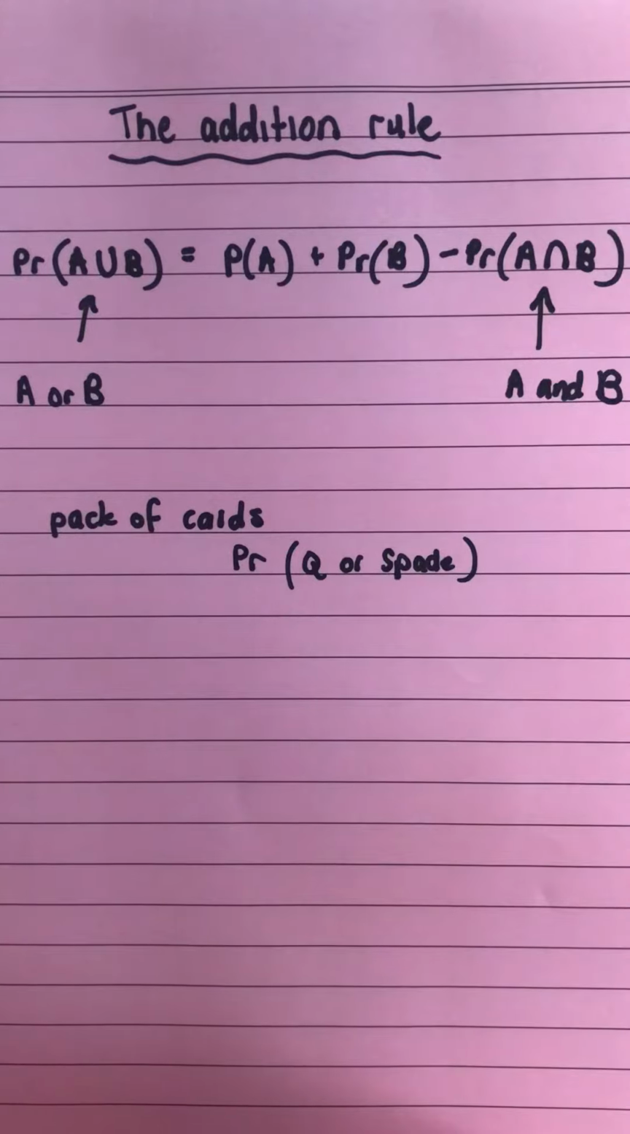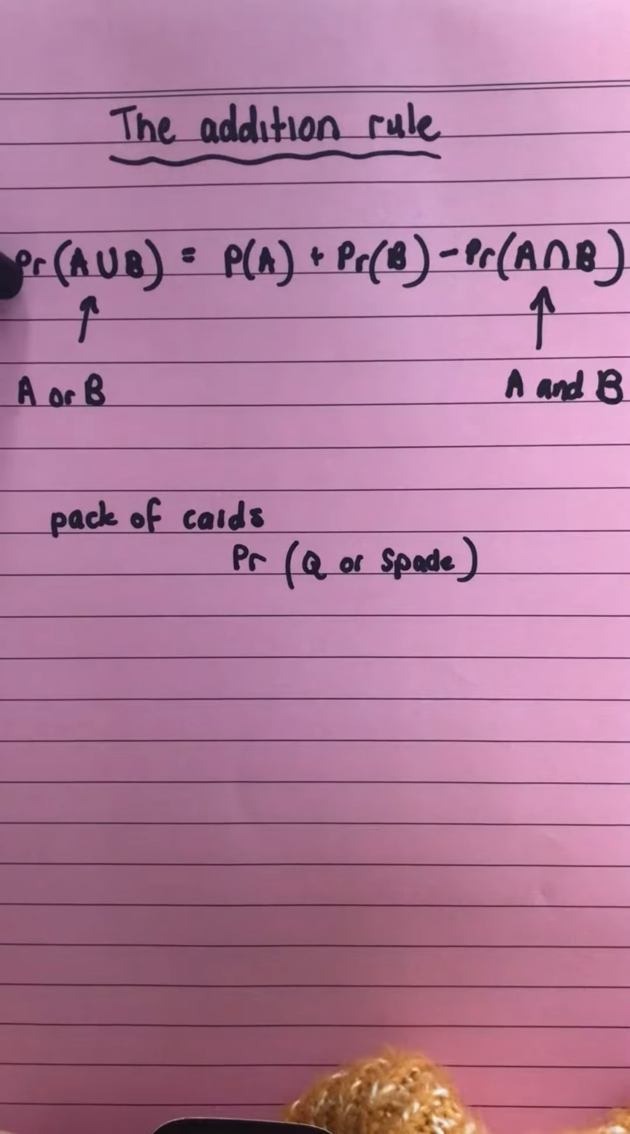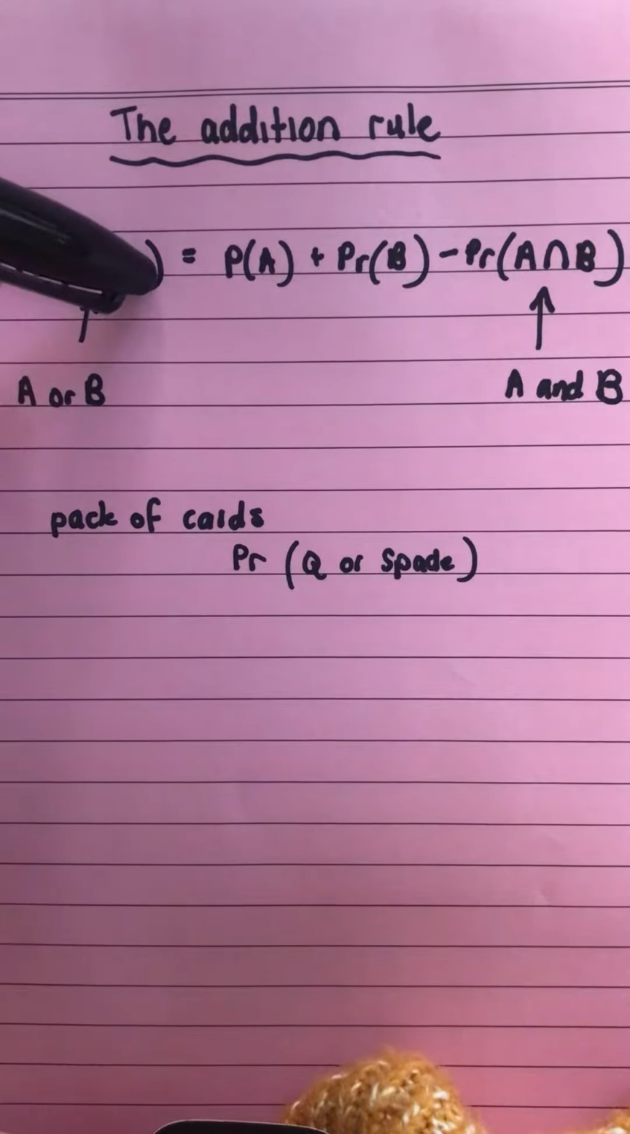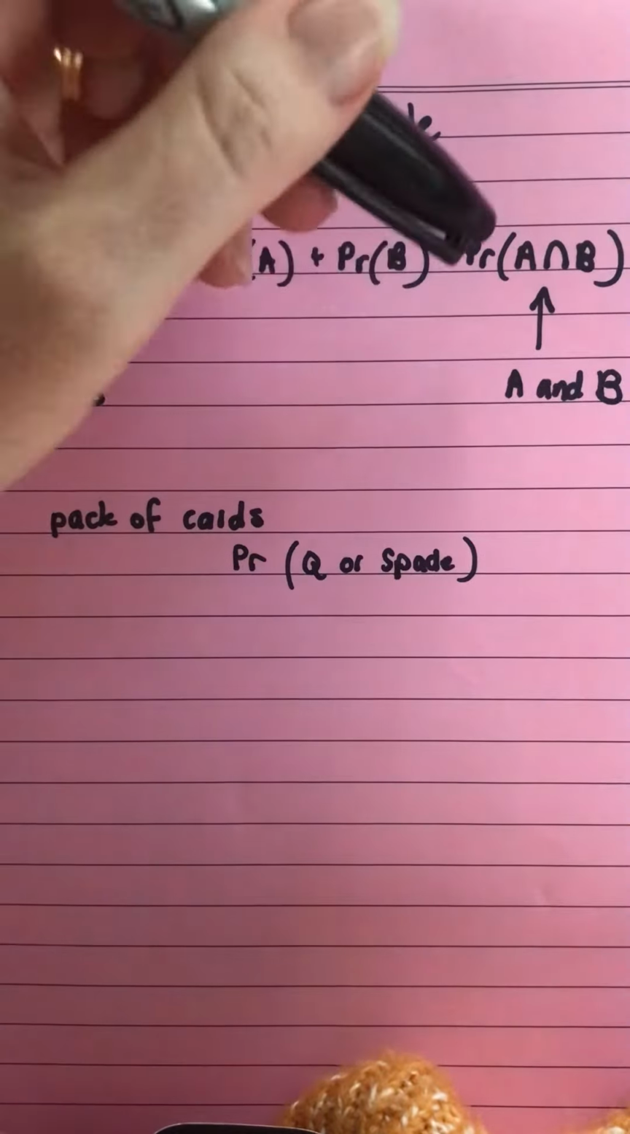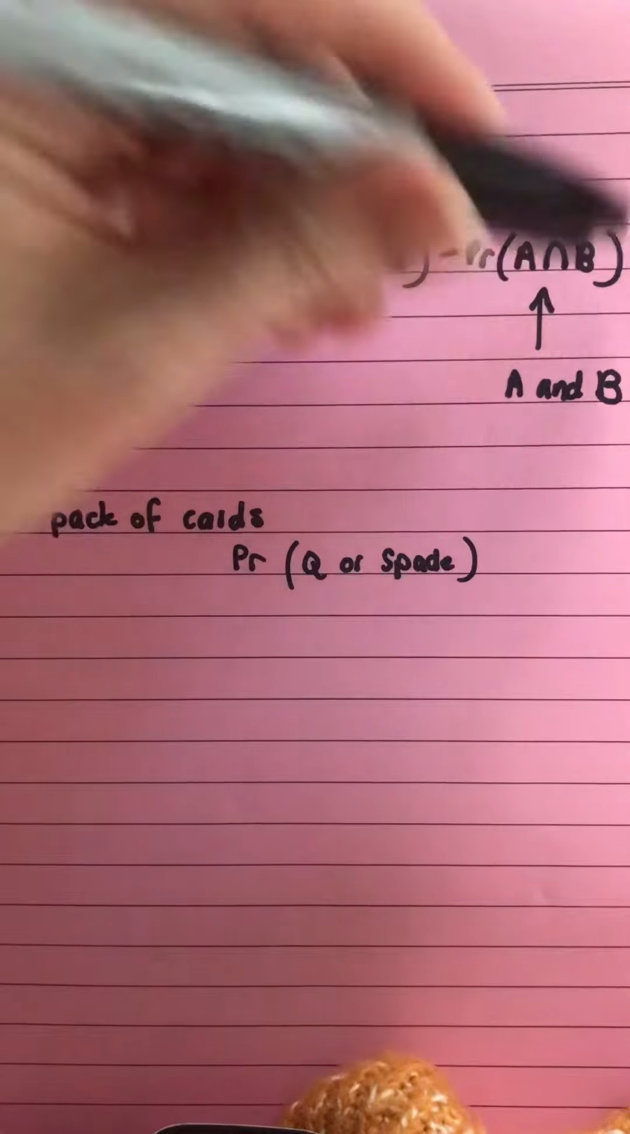Okay, having a look at the addition rule for probability. So when we are looking at the addition rule, our rule is that the probability of A or B is equal to the probability of A plus the probability of B, take away the probability of A and B.